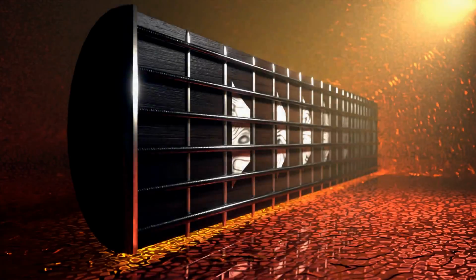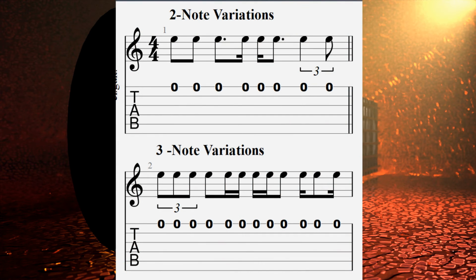The first thing to go over is the most common 2- and 3-note subdivisions, as you can see here. These are various ways you can squeeze 2 or 3 notes into a single beat. For groupings of 2, you have the first option, which is consistent 8th notes, 2 notes per beat.